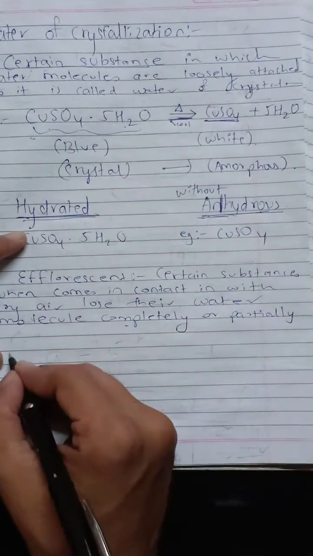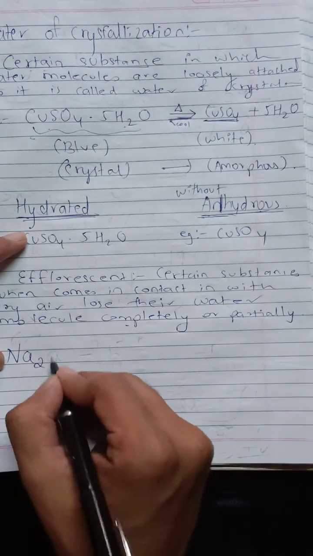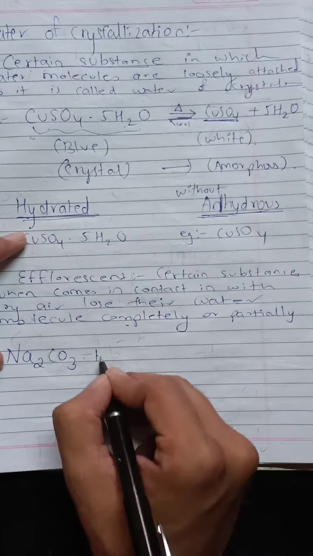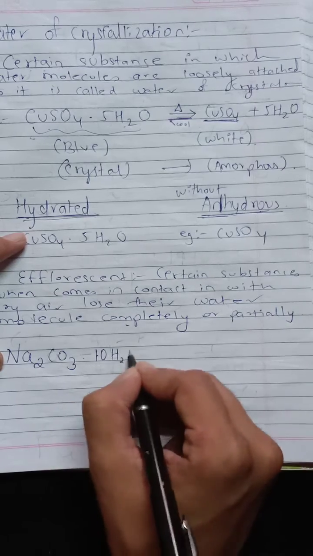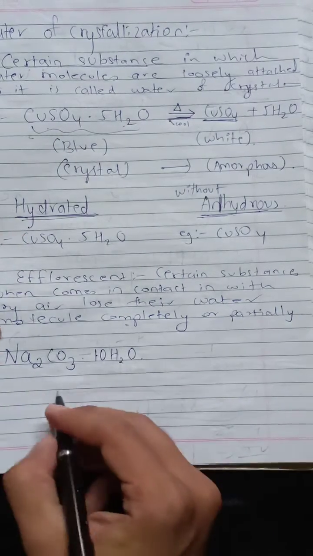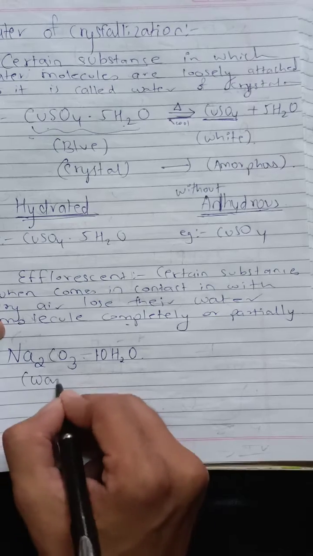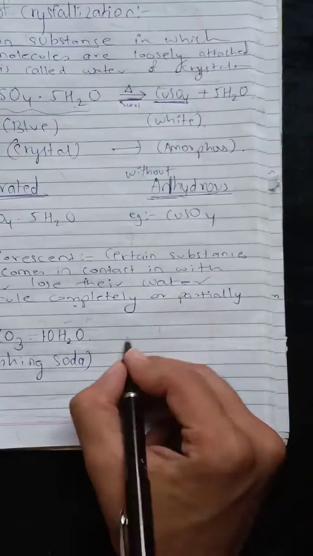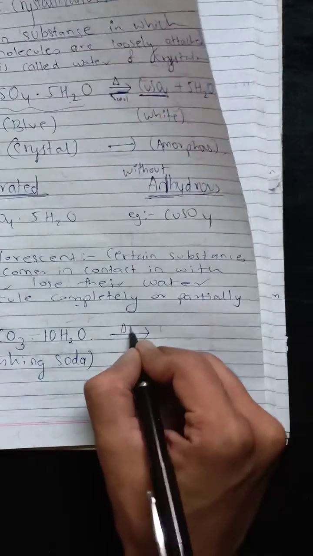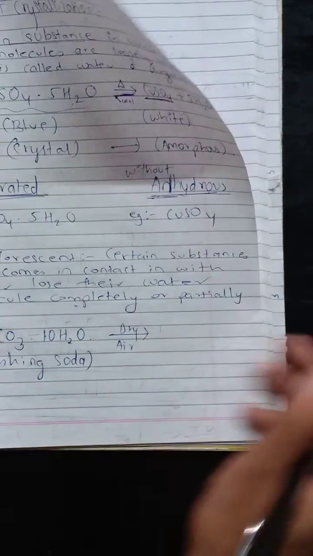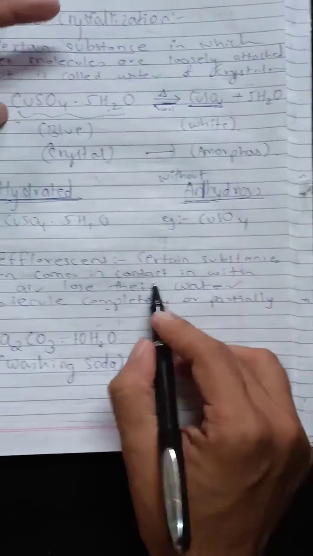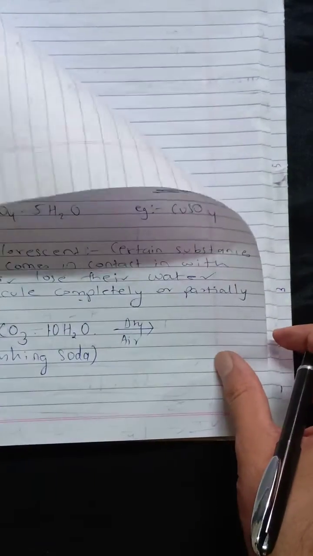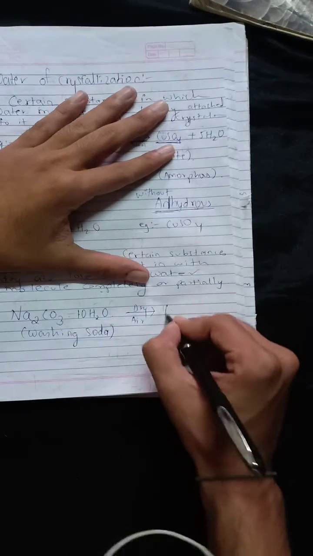Suppose I am taking an example. This is called washing soda. You should know the chemical name. Washing soda, when it comes in contact with dry air, loses its water molecules. So now what is going to happen? It is going to lose its water molecules.